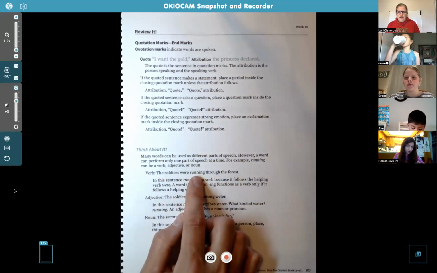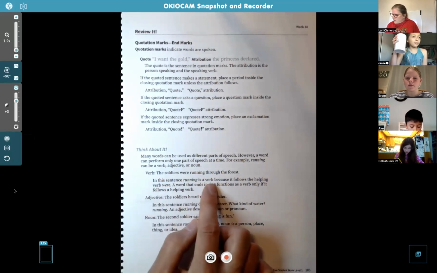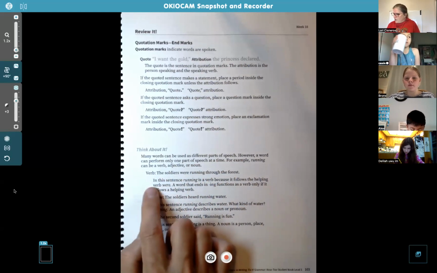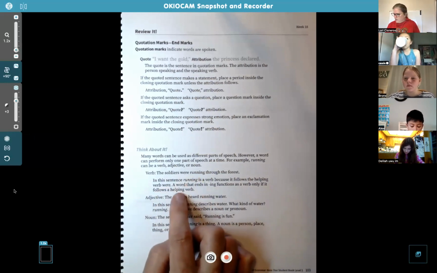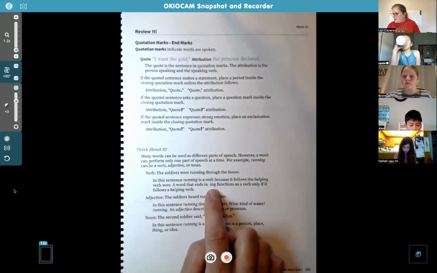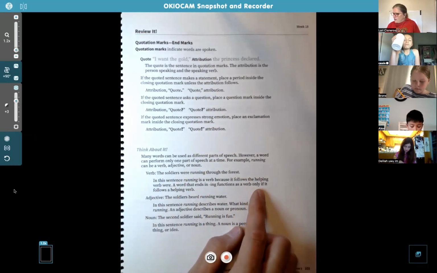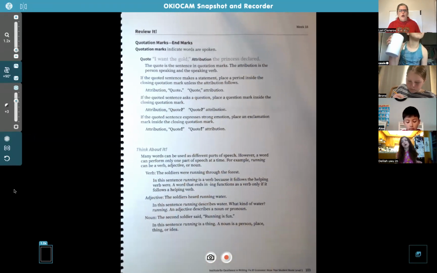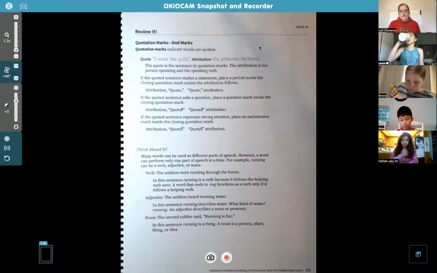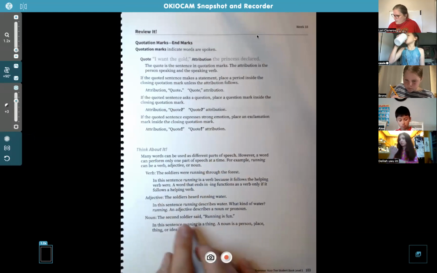So clearly that means an action. So that's a verb. In this sentence, running is a verb because it follows the helping verb were. That's the other way you know it's a verb because it says were running. A word that ends in ing functions as a verb only if it follows a helping verb. Were running or was running. That tells us it's a verb.